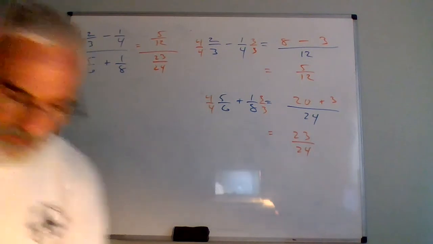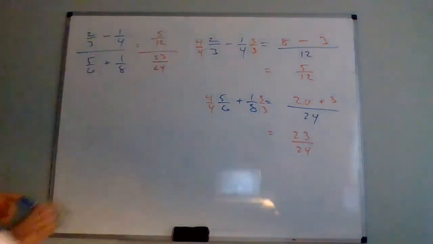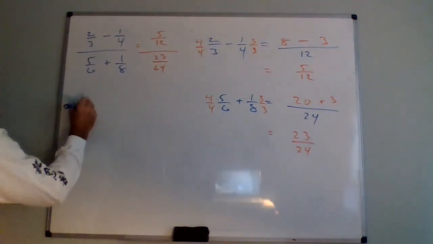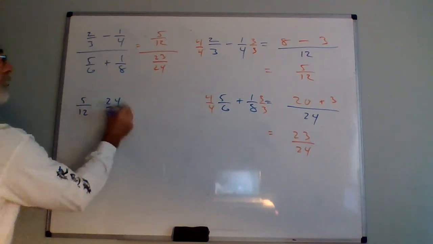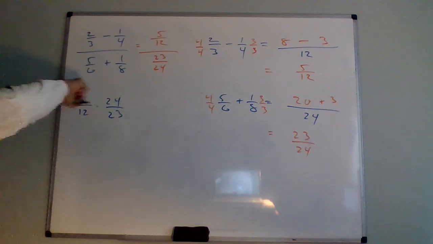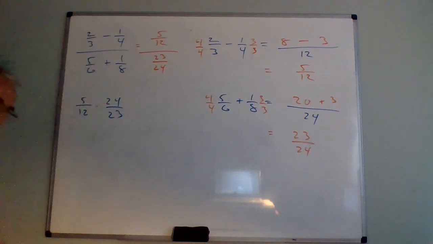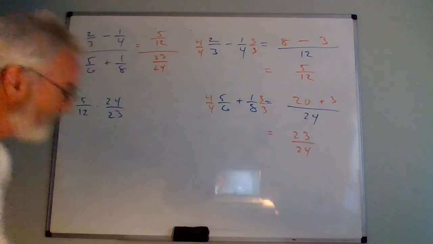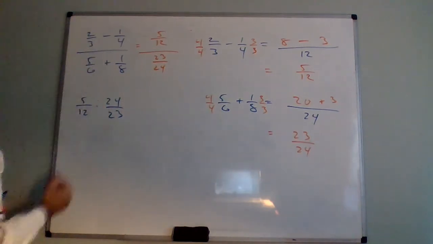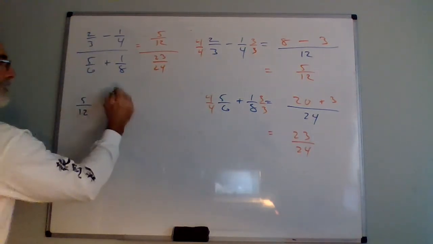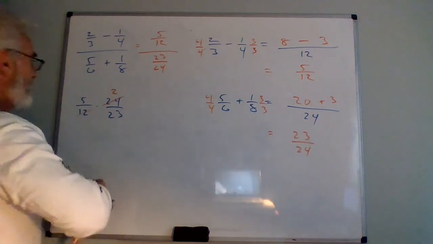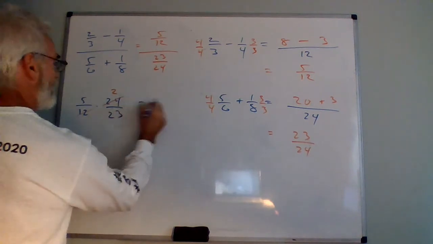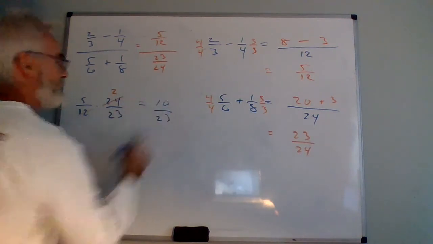I'm not done because now I have a quotient of quotients. So I'm going to rewrite that as 5/12 times 24/23, as we know. Now I can multiply top, multiply bottom, and then cancel common factors. But then I notice that 12 and 24, I can cancel first. So that's a little more efficient if I do that. And now finally, my numerator is going to be 10. My denominator is going to be 23.